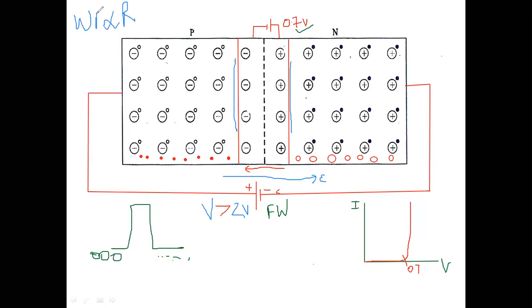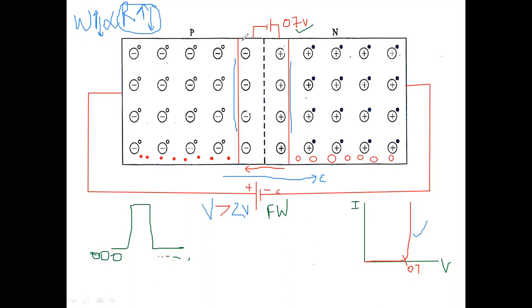If junction width increases, resistance increases. If junction width decreases, resistance decreases. Here I am saying, if I apply high voltage, what will happen? Current increases. When will current increase? Only if resistance decreases. When will the resistance decrease? Only if junction width decreases, then only resistance will decrease.